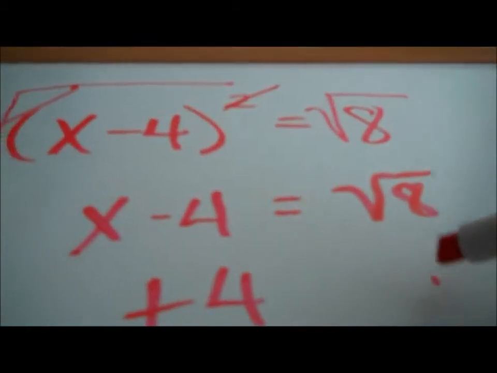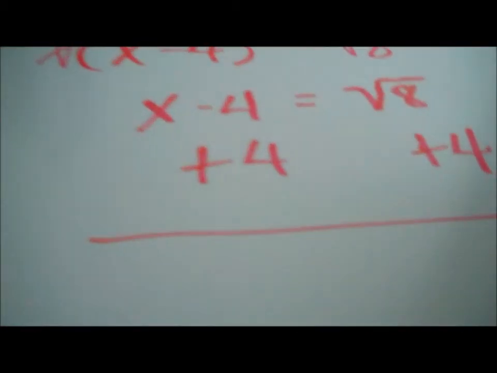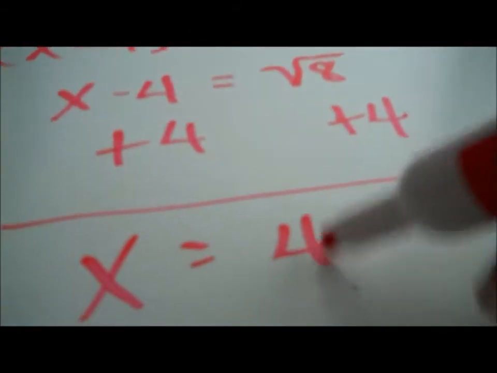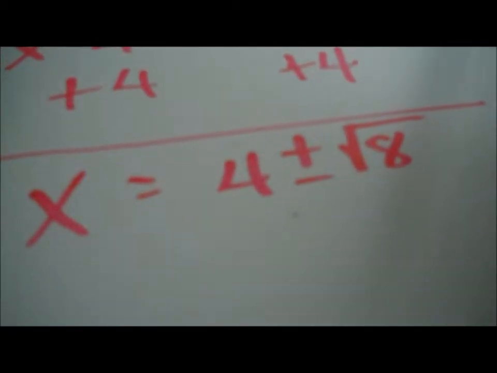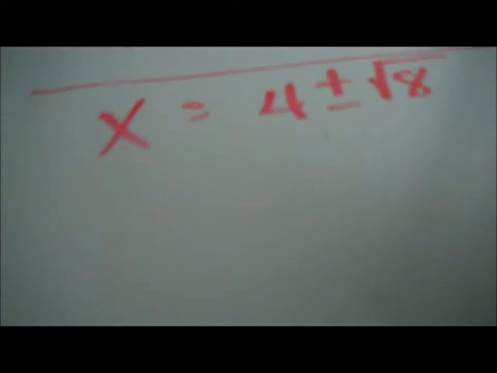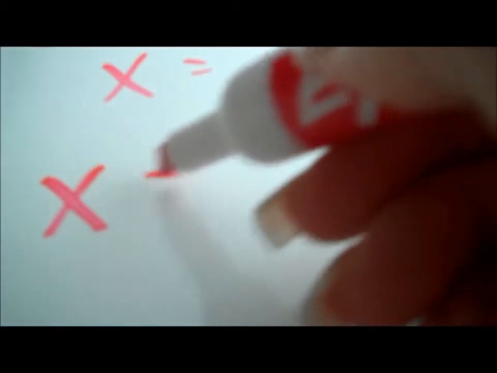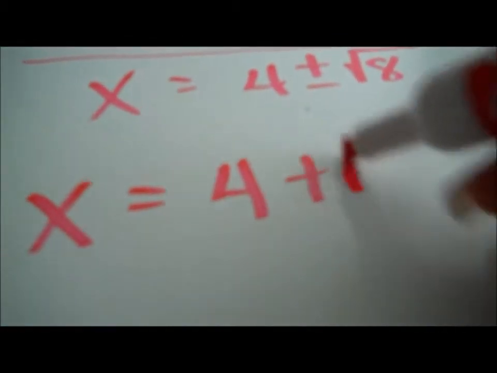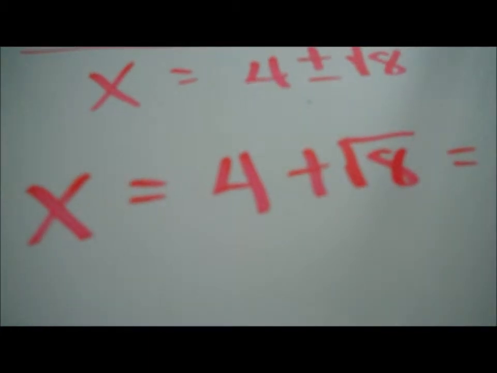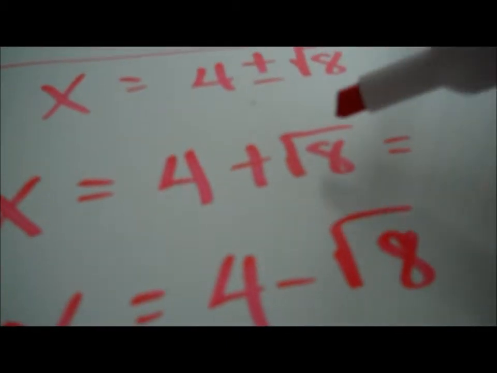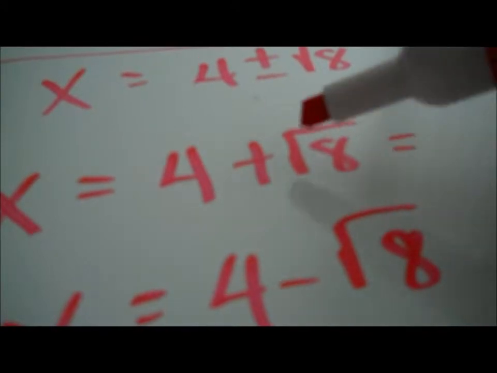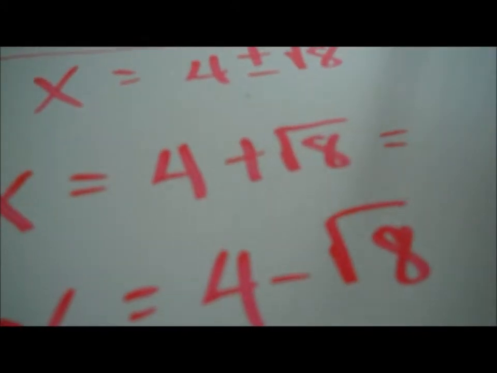Then to solve for x, we would have to add 4 to both sides. By doing that, we get x equals 4 plus or minus the square root of 8, and that's how we would solve for each of our x's. So to solve for the first x, we would take x equals 4 plus the square root of 8 and get our answer, and then we would take x equals 4 minus the square root of 8, because again, when we take the square root of a number, there is a positive value and a negative value.